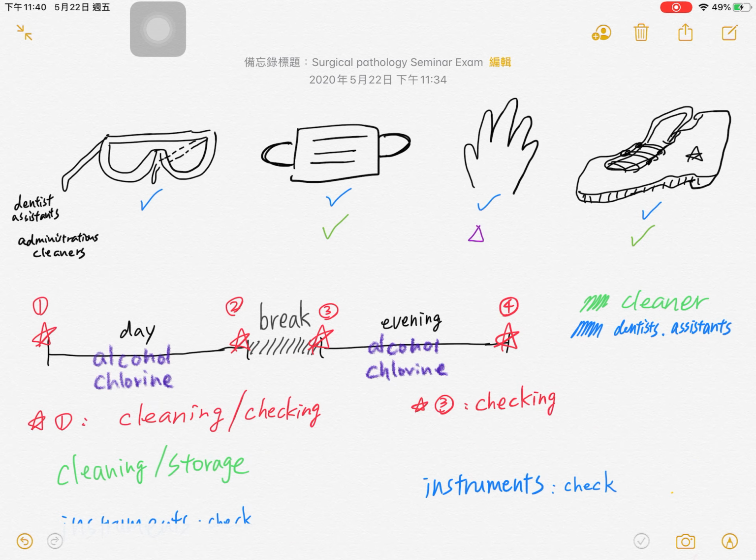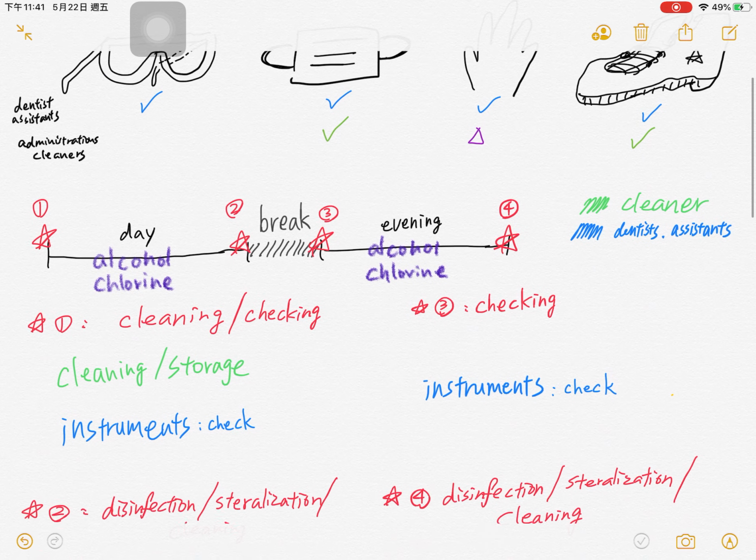And for the cleaners, it is absolutely necessary for them to wear gloves while they're cleaning, because I don't want them to get any irritation from the chemical disinfectants, and I also don't want them exposed to any potential contamination from the fluids or blood or saliva that is left by the patient in any possible area.